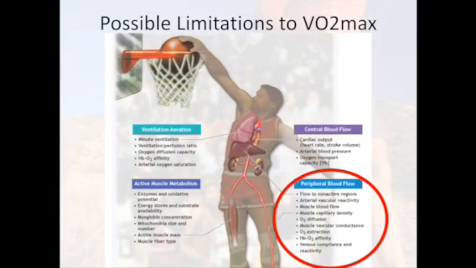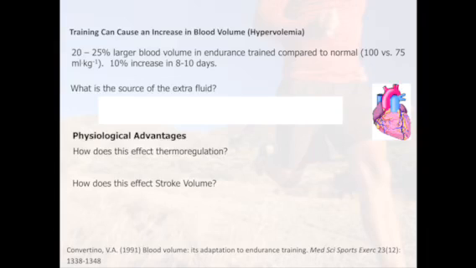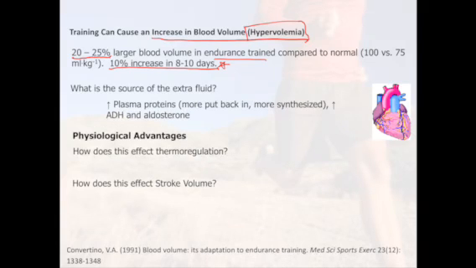All right. Okay. So lastly, let's talk about peripheral blood flow. How do those capillaries and arterioles change for us? Okay, so training and the blood itself. Training can cause an increase in blood volume. Hypervolemia is one of the quickest changes that happens. There is a 20 to 25% larger blood volume in endurance trained people versus normal, okay? And then just with the beginning of an endurance training program, in the first week and a half, we see a 10% increase.